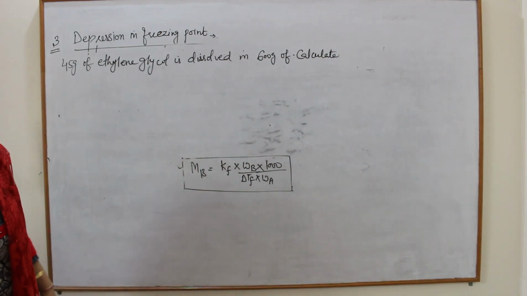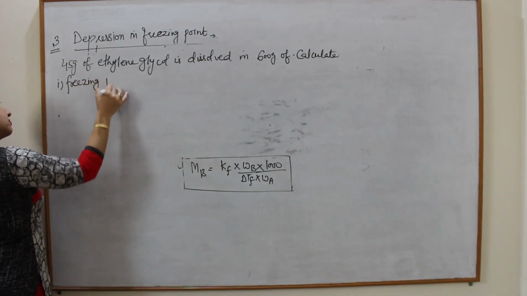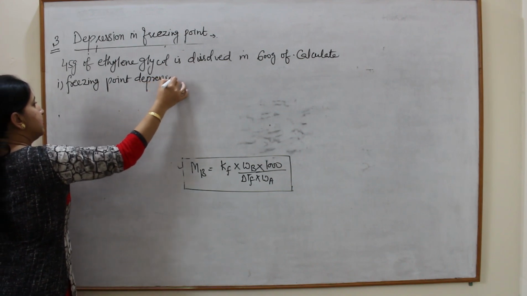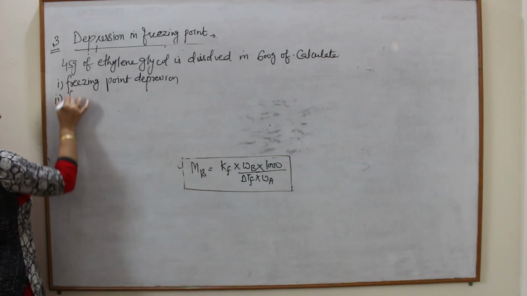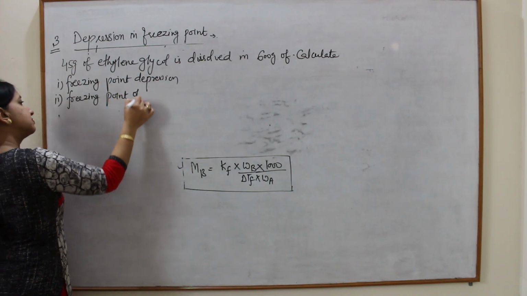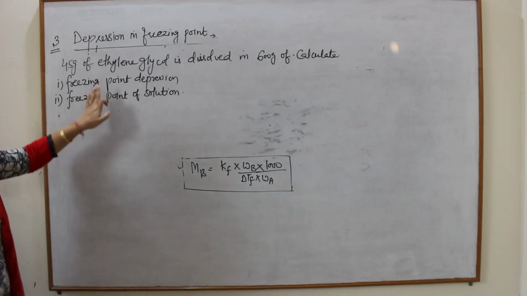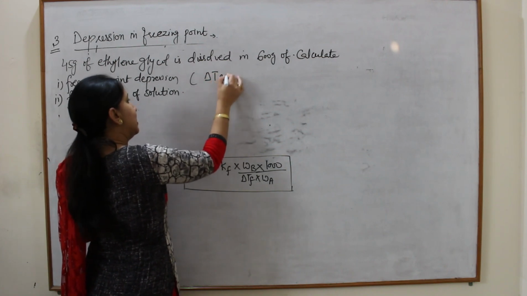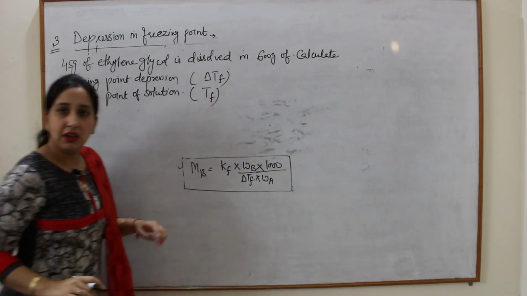Calculate the freezing point depression, and second, the freezing point of the solution. We have to calculate two things. Freezing point depression means we have to calculate delta TF. Freezing point of solution means we have to calculate TF.